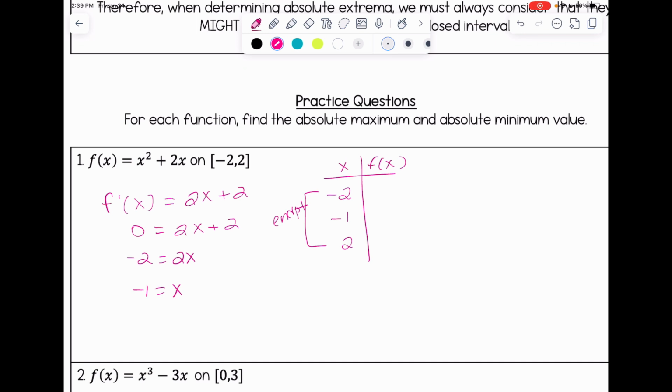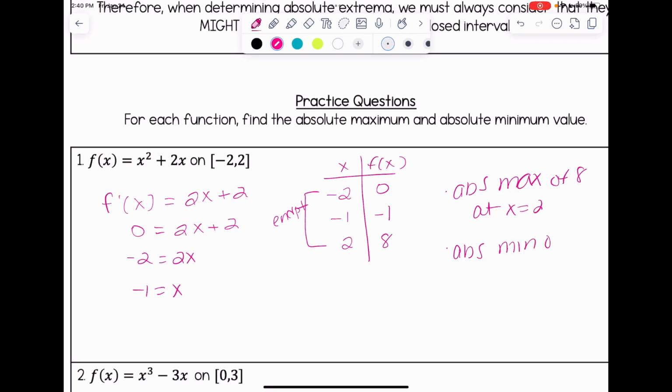So if I plug negative 2 into the original function, x squared plus 2x, I'm going to get 0 as my output. If I plug in negative 1, I'm going to get negative 1 back. And if I plug in 2, I get 8. So this basically tells me that f of x has an absolute max of 8 that occurs at x equals 2. And it has an absolute minimum of negative 1 that occurs at x equals negative 1.